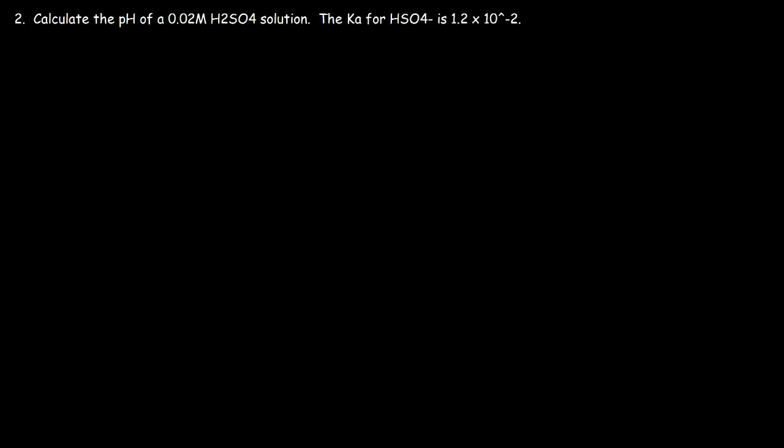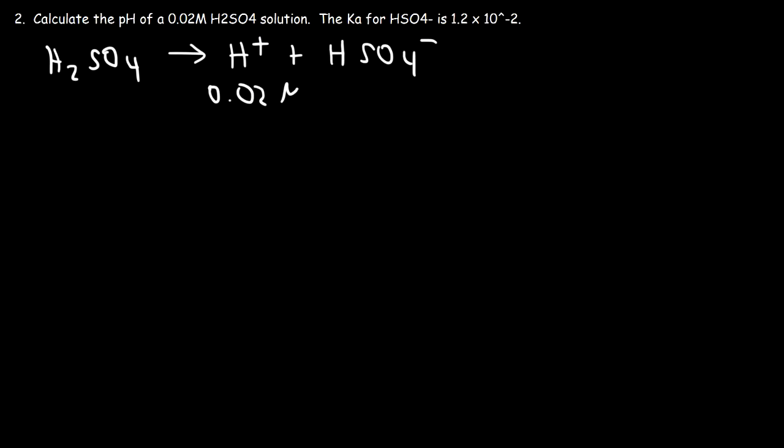Now let's try this example. Calculate the pH of a 0.02 molar H2SO4 solution. So this time, the concentration of H2SO4 is low. So let's see how this problem is going to be different from the last one. So the first thing we need to realize, just like before, is the first proton is going to come off easily. So we're going to have 100% ionization. So this is going to be 0.02, and this is going to be 0.02 for the first step.